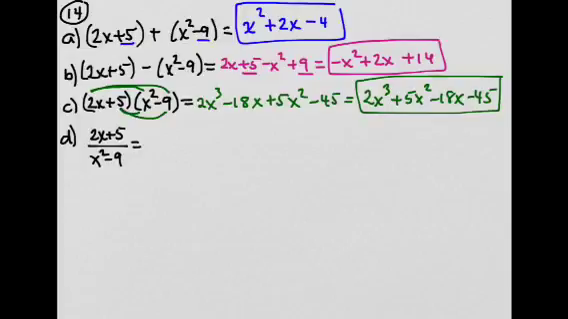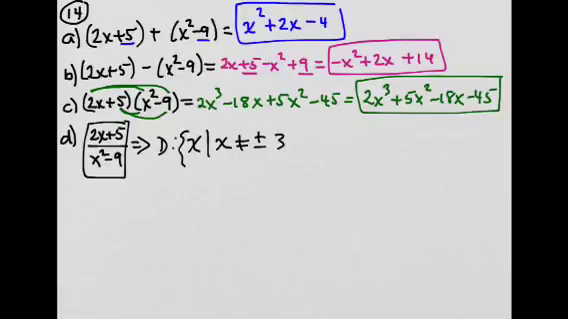For letter D, again, I can't simplify it anymore. Even if I factor the denominator right here, which is x plus 3 times x minus 3, it doesn't reduce with anything up here. So I could just leave it as is. So my answer is this. But I should give a domain because that's what they want. So the domain is all real numbers except for whatever makes the denominator 0. So x can't be plus or minus 3, because plus or minus 3 would make the denominator 0.